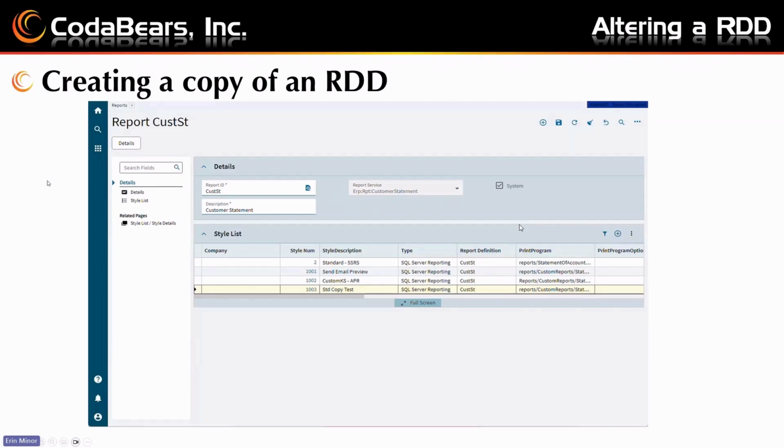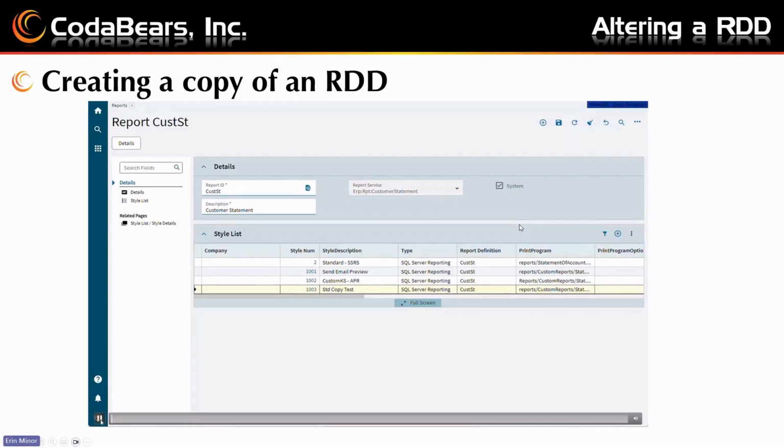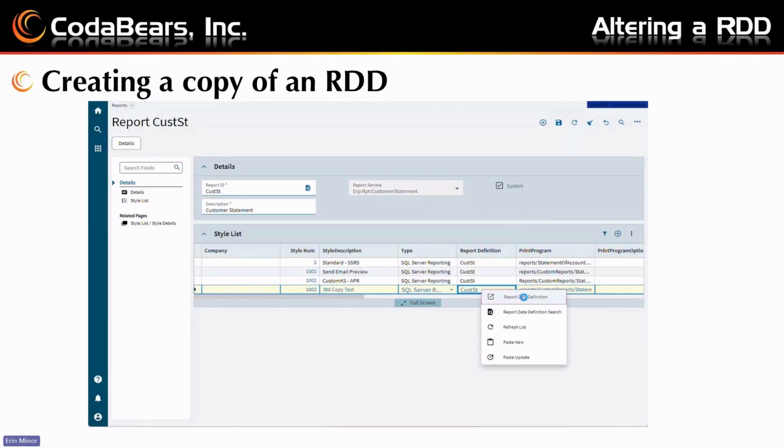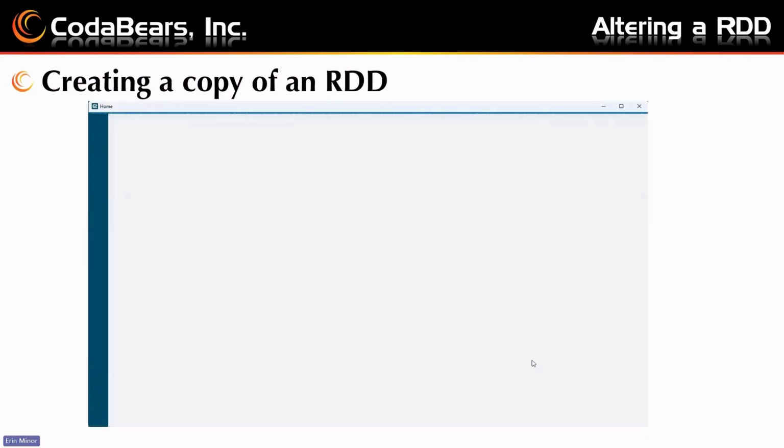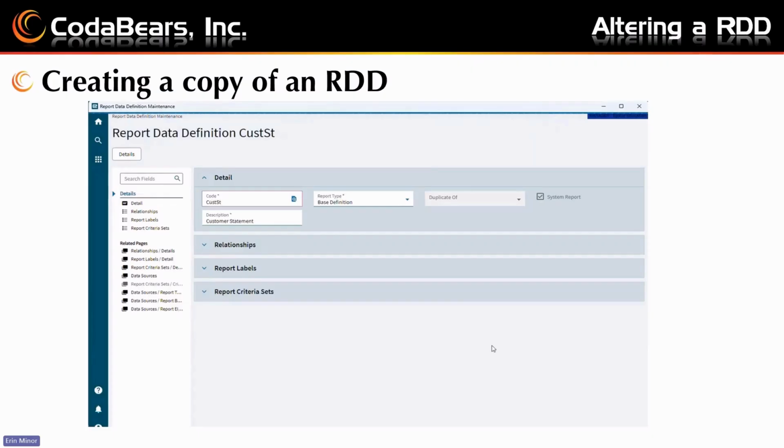Okay, so let's talk about creating a copy of an RDD. To do this, we're going to play the video. So this is your report styles, and we had already created a new report style, and there is the report data definition, which is the data that's connected to it, going to the Kinetic version. And then from the report data definition menu item, we're going to take this canned one and we're just going to make a copy of it.